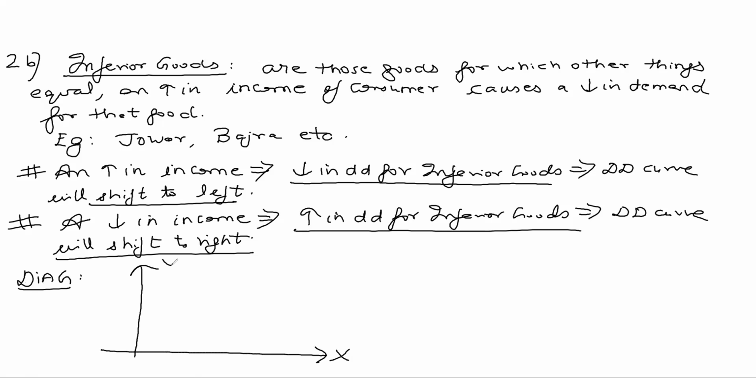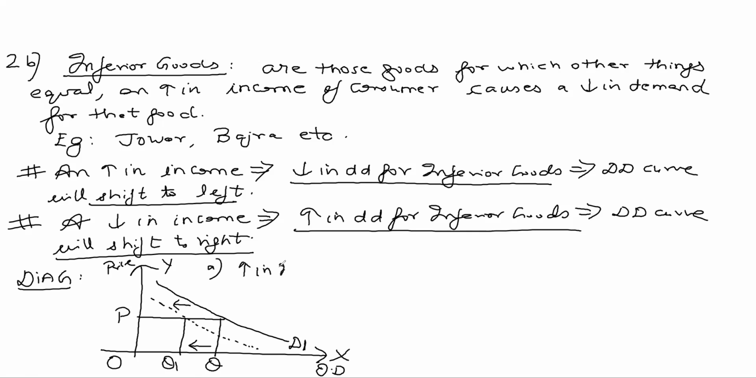So this is x-axis, this is y-axis, origin. This is my demand, D1, price, OP, quantity demanded, OQ. Okay, when your income goes up, demand for inferior goods will fall. So at the same price, your demand has fallen from OQ to OQ1. Demand curve will shift to the left. This is the case of an increase in income.